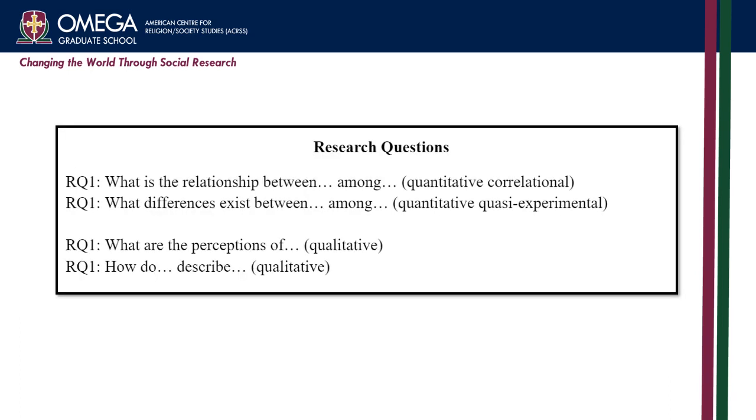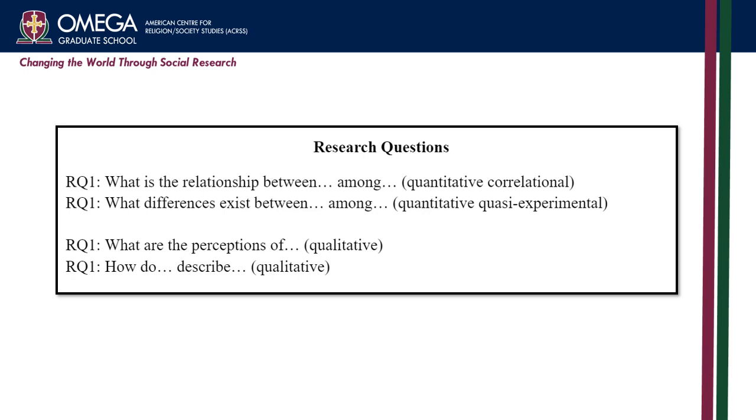Your research questions should follow specific formats as well. For quantitative designs, your research questions should read something like this. For a correlational study, for example, what is the relationship between one continuous variable and another continuous variable among your participants? Or for a quasi-experimental design, what differences exist between two groups among participants? So maybe males and females, or two different denominational groups.